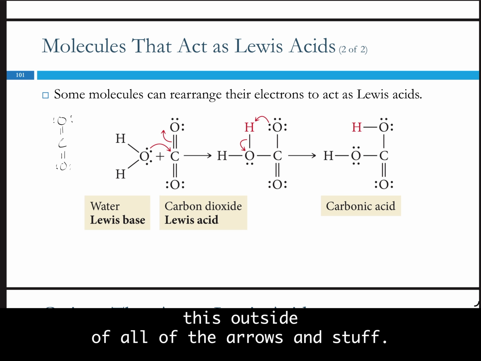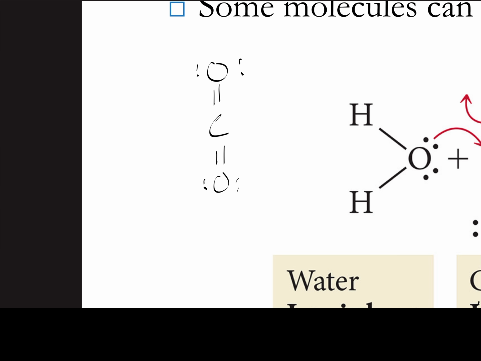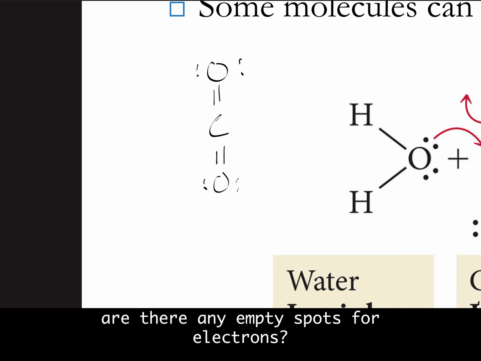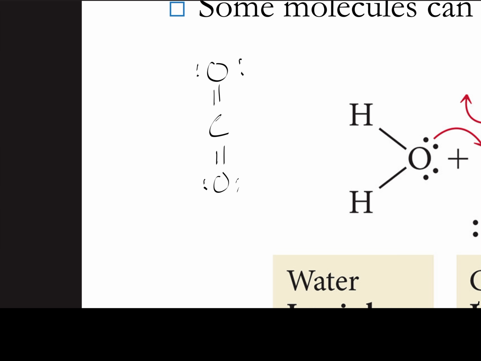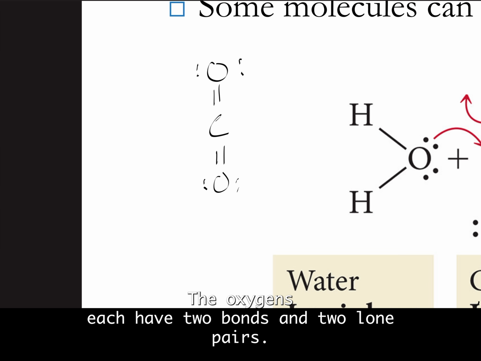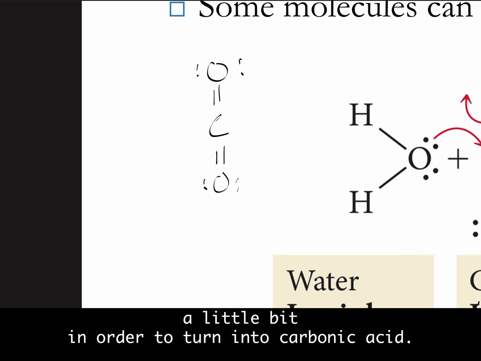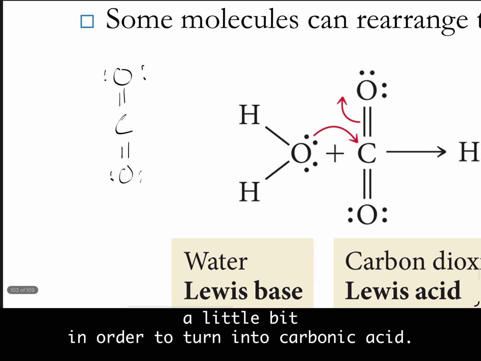Just want to write this outside of all of the arrows and stuff. Right, if we just focus on CO2 by itself, are there any empty spots for electrons? Not really. The carbon's already got 4 bonds. The oxygens each have 2 bonds and 2 lone pairs, so everything's got octets. Which is why things have to rearrange a little bit in order to turn into carbonic acid.